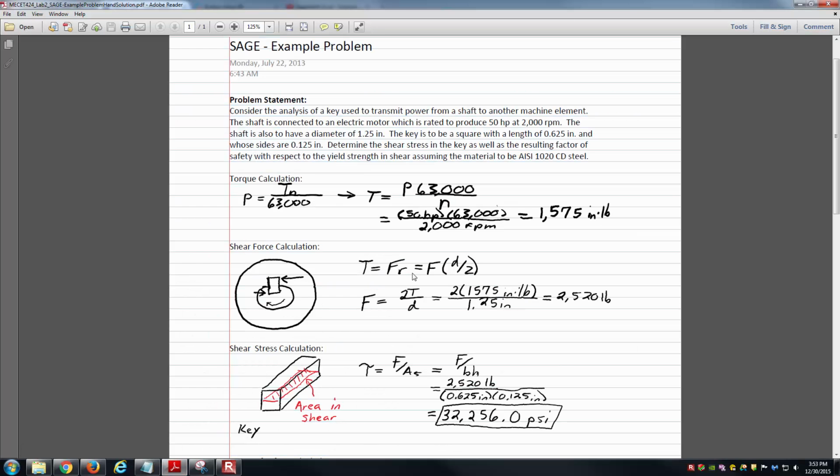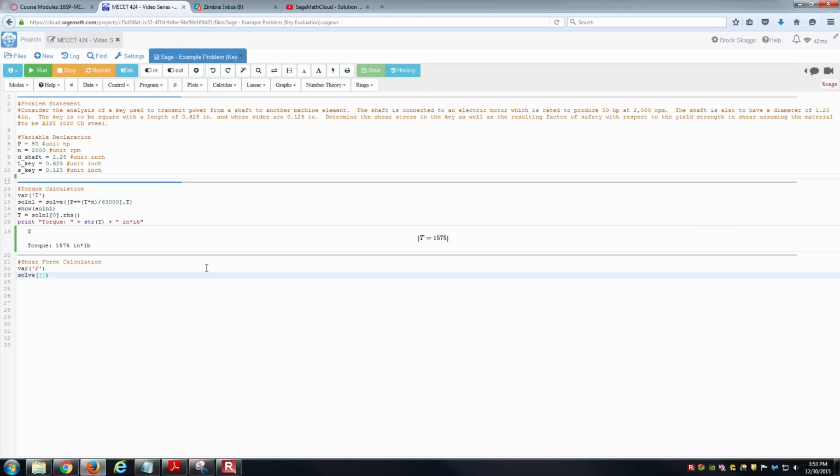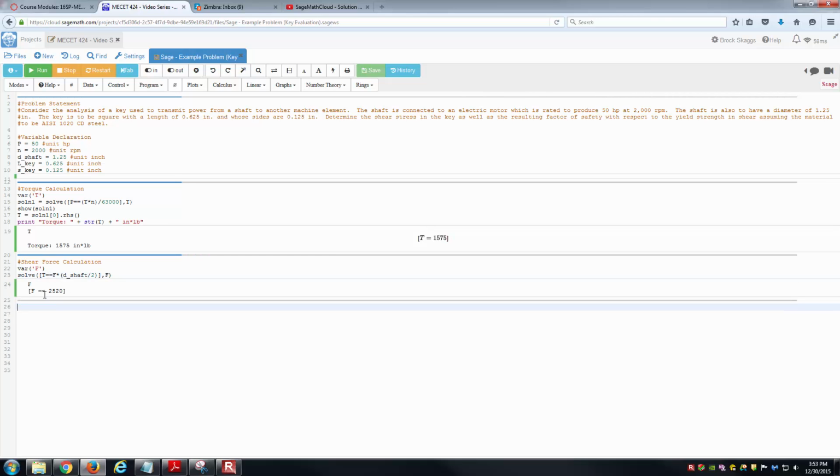Well, come back to our hand calcs here. It's just this first line here. The torque is equal to F times the diameter of the shaft divided by 2. And so let's just type that in as our known equation. And so we have here T, notice we're going equals now, is the force times the diameter of the shaft, that's d underscore shaft, divided by 2. And so this part that I'm highlighting now is my known equation that relates the torque, which is our 1575 inch-pounds, to the force that we're trying to solve for and the diameter of the shaft. And so we'll just say, hey, solve this for F for me. It looks like it's 2,520.